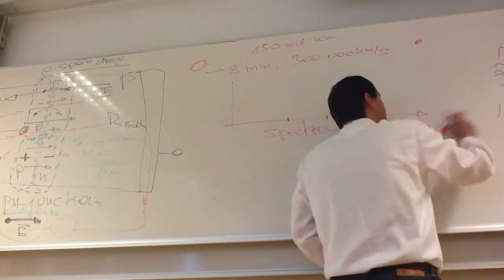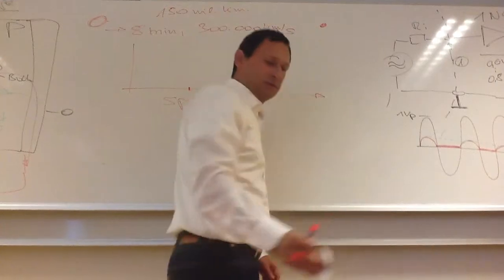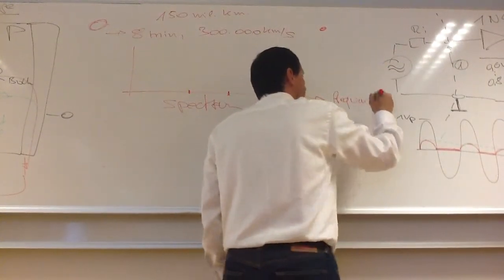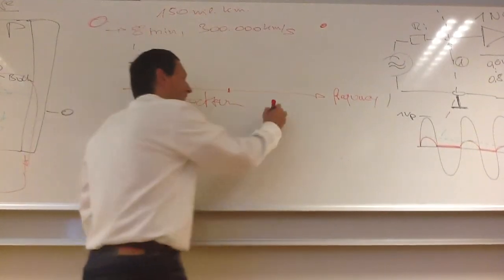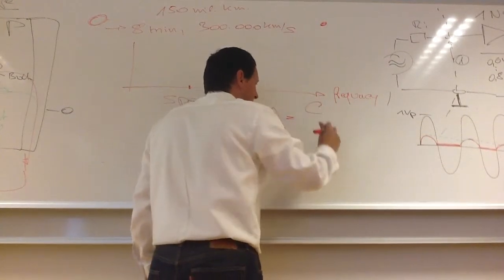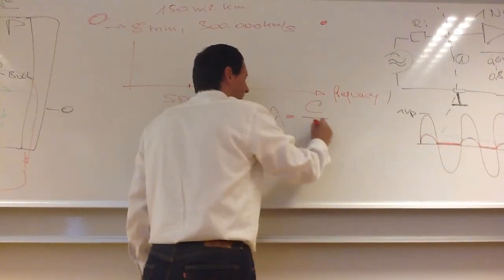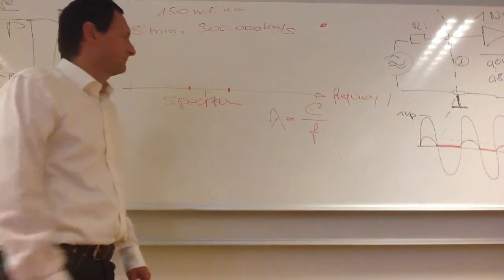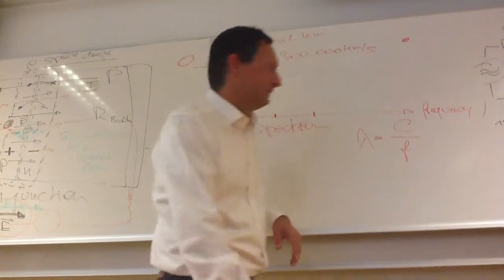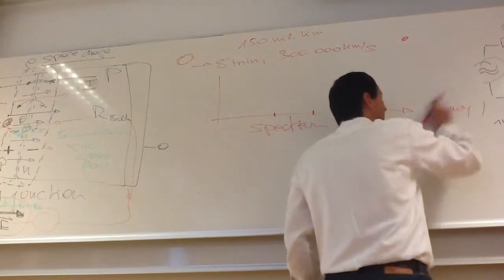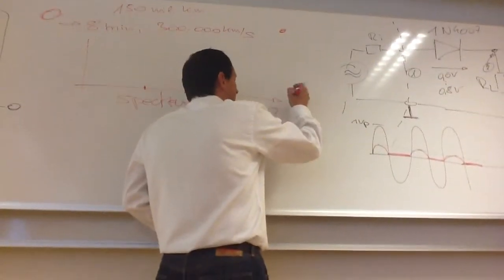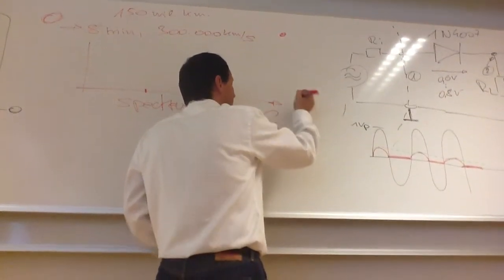Maybe, not to have too much confusion, we draw it here with frequency. The wavelength is lambda, right? Lambda is C divided by the frequency. So the higher the frequency, the smaller the wavelength. But maybe we stick here to wavelength, because otherwise I cannot give you numbers, because it's pretty uncommon to give frequencies of light.